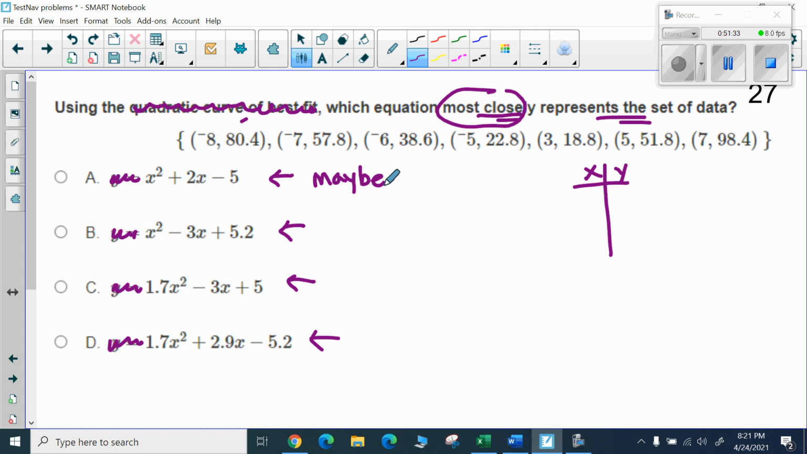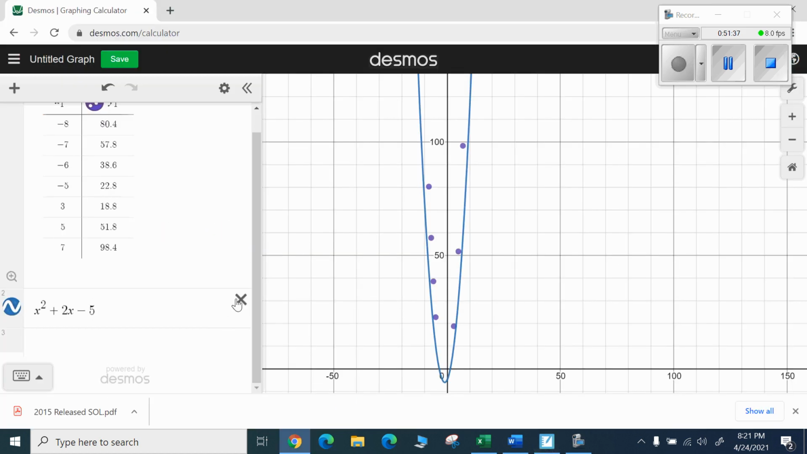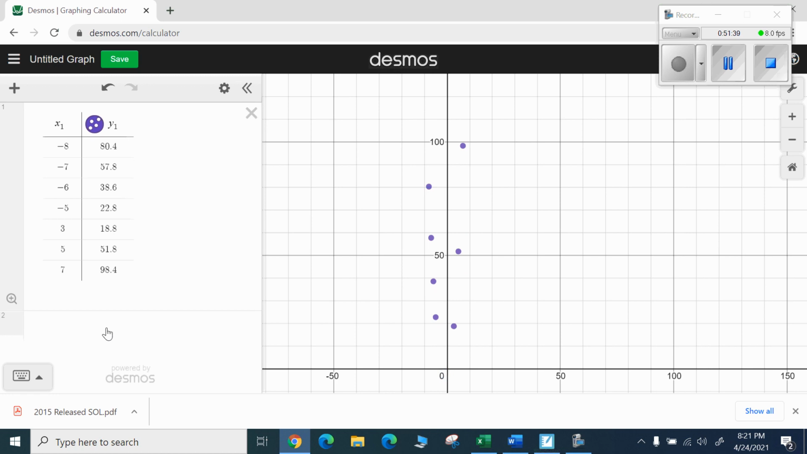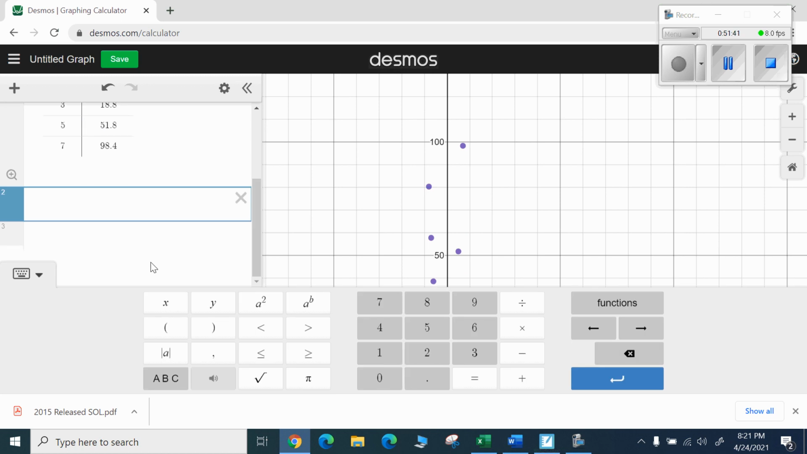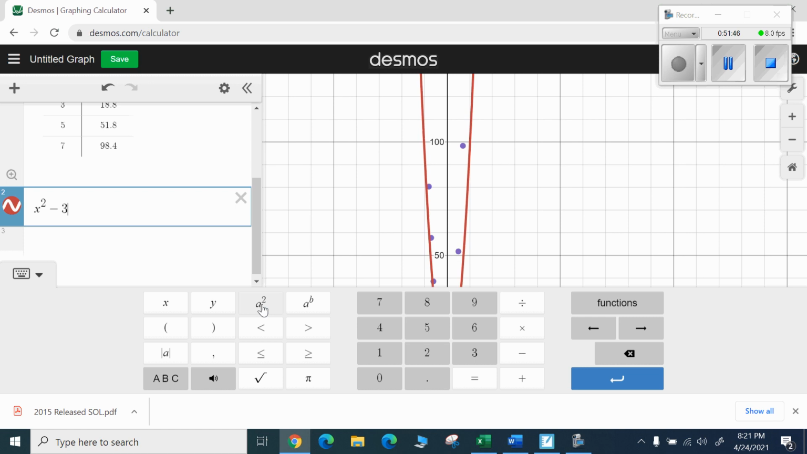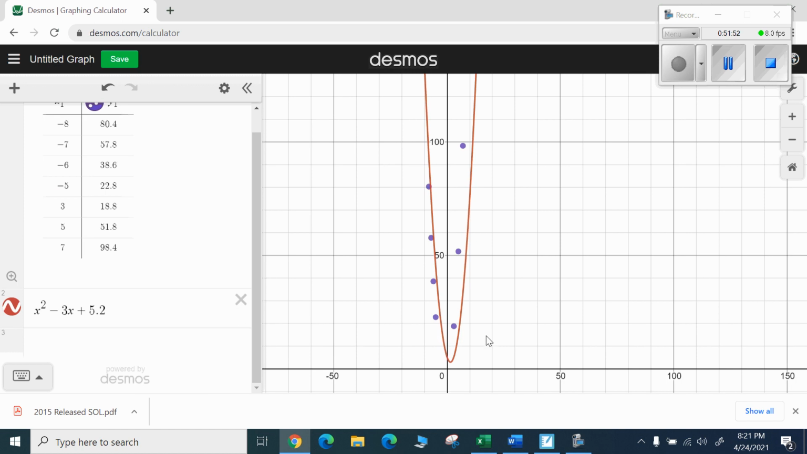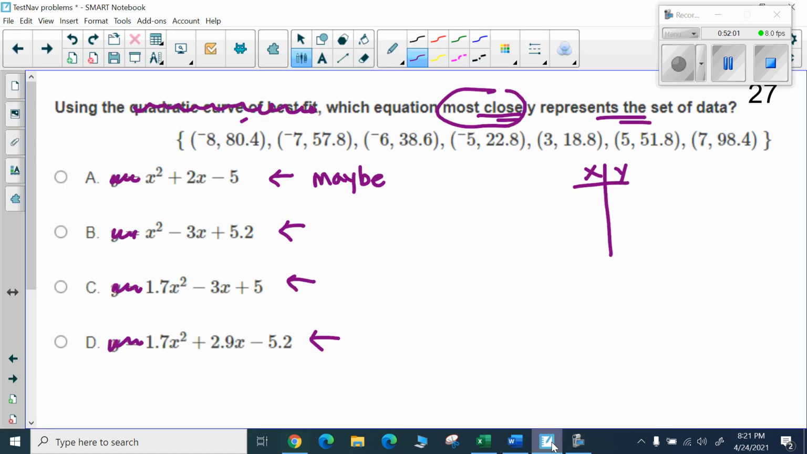All right, let's try the second one. X squared minus 3x plus 5.2. I'm going to take that out, but I'm going to leave the points. X squared minus 3x plus 5.2. All right, now this one is way off. The line is close to a couple dots, but then look at this. There's no way. That one is a hot mess. So we're going to say no. Definitely not for that one.